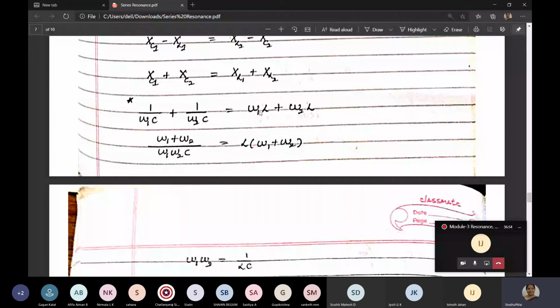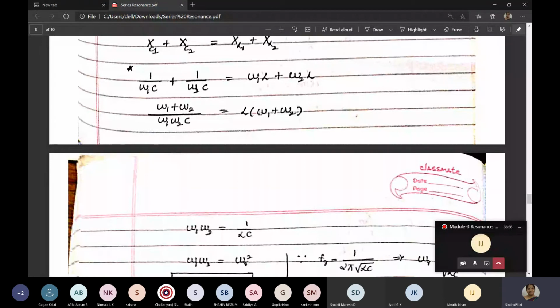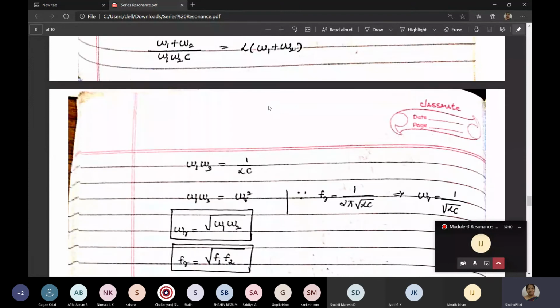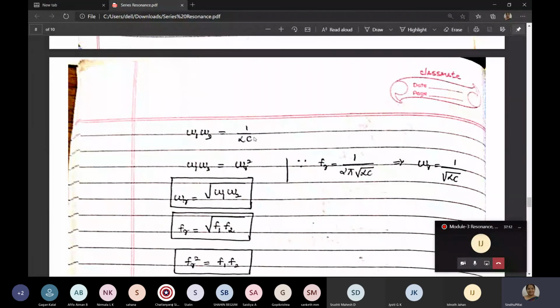Just take the LCM, omega 1 omega 2 C. So after taking LCM, omega 1 omega 2 is equal to 1 by LC. Both terms will get cancelled. So you'll get omega 1 omega 2 is equal to 1 by LC. So omega 1 omega 2 is nothing but, instead of 1 by LC, we are writing it as omega R square.